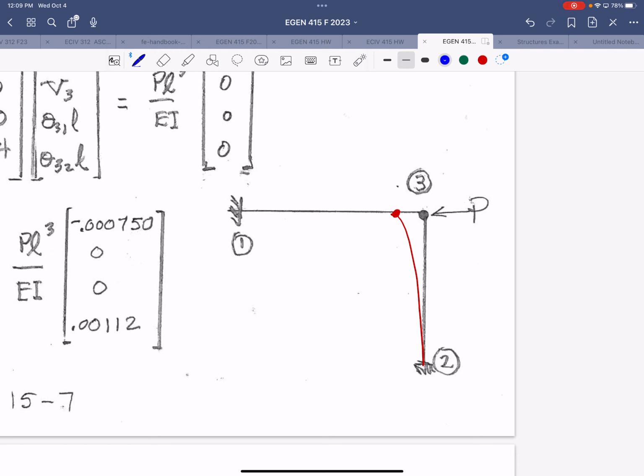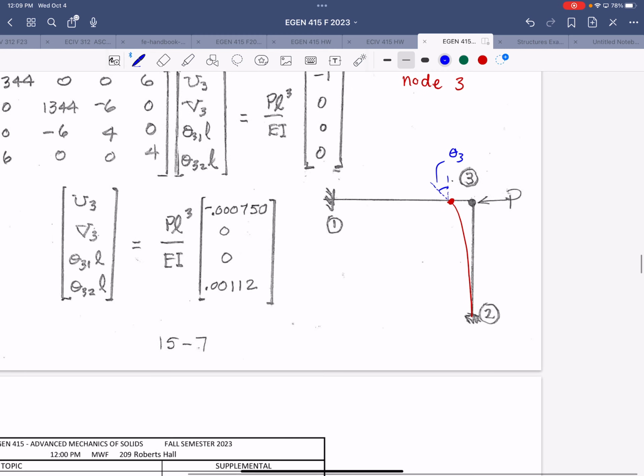All right, so at that location, that would be your theta 3. And as a gut check, that would be a counterclockwise rotation, which is consistent with the positive result we got from the finite element solution.